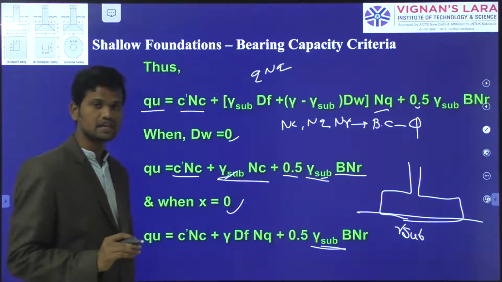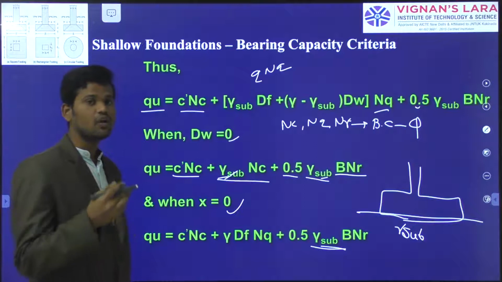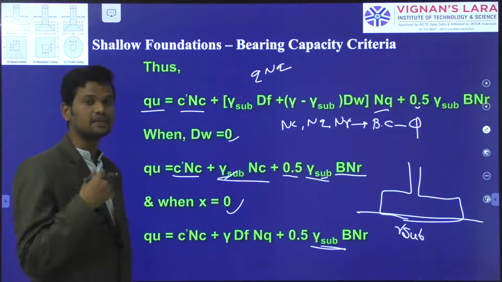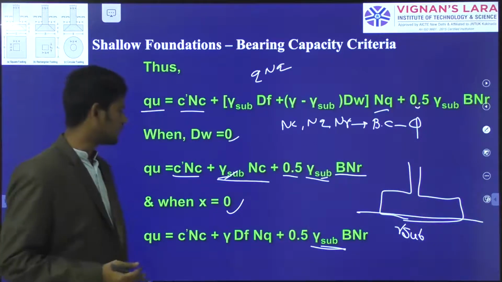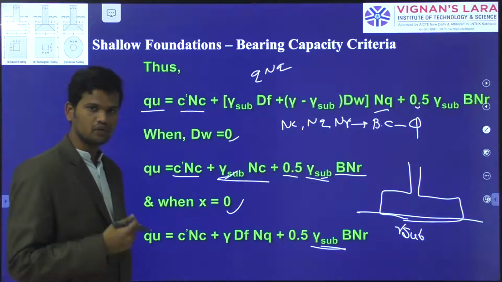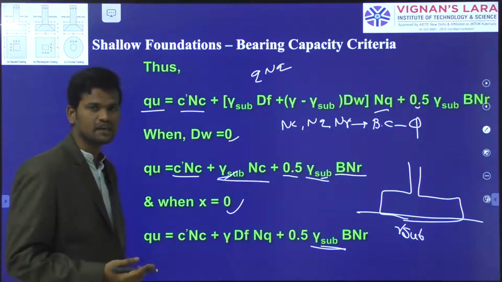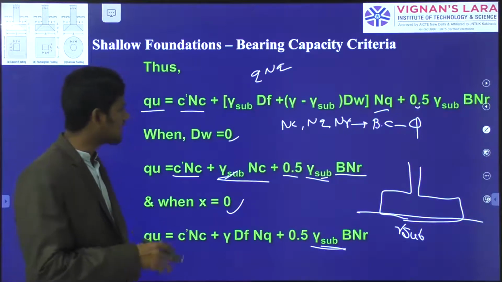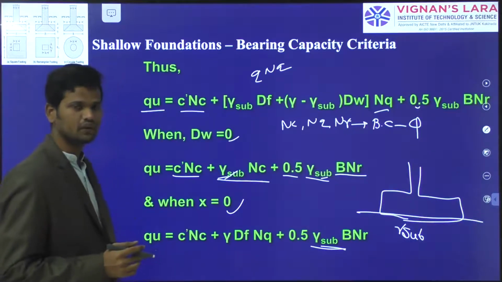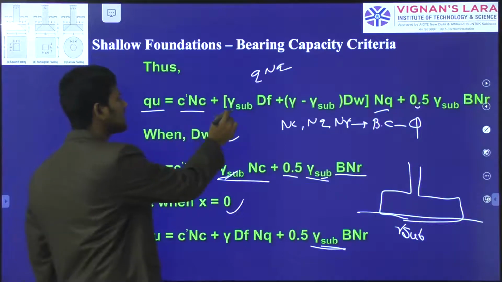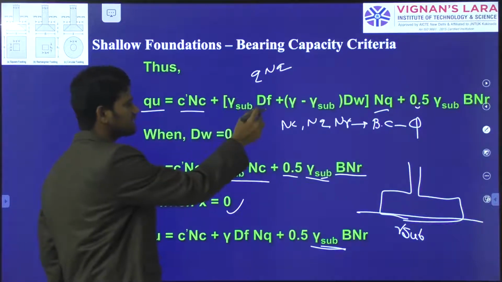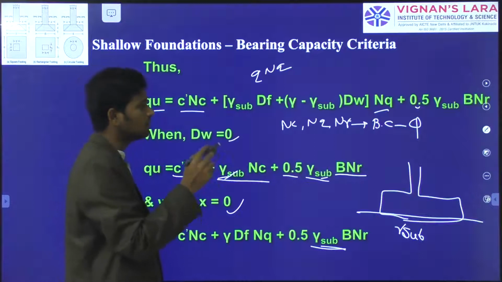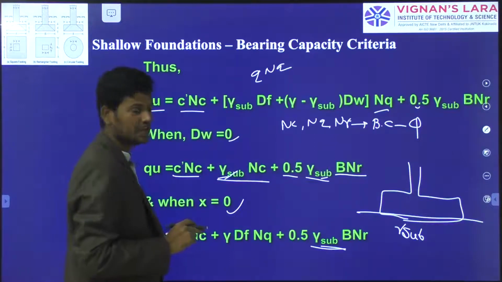When the water table is at the middle of the foundation, and when the water table is at the base of the foundation. Without water table, Qu equals C Nc plus q Nq plus half gamma B N gamma. Suppose the water table is at the middle depth of the foundation, then C Nc plus gamma sub Df minus plus gamma sub into Dw Nq plus half gamma sub B N gamma.